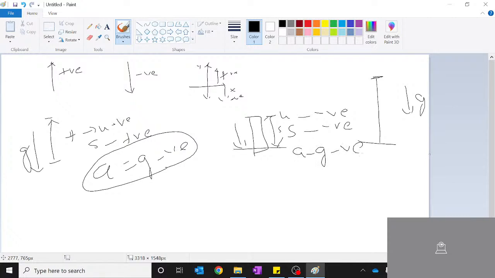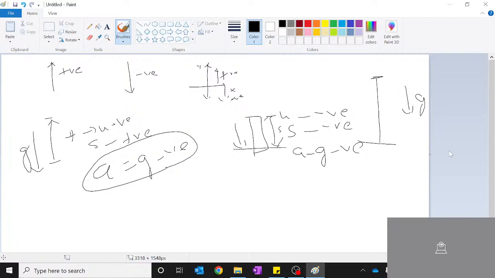Clear? Now wherever you go, however the question might be, take it that whatever goes up is positive, and whatever comes down, the direction of it is negative. There will be no more confusion, no more discussion on this. Take this as granted. Clear? Understood?